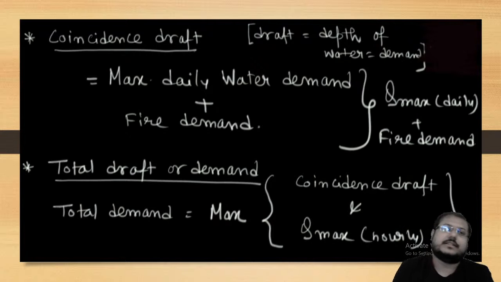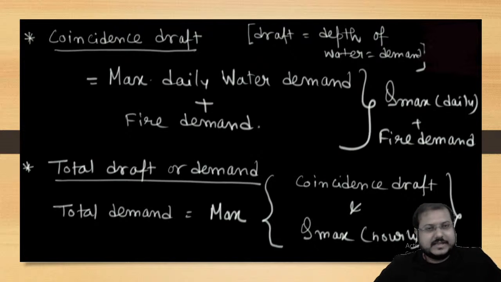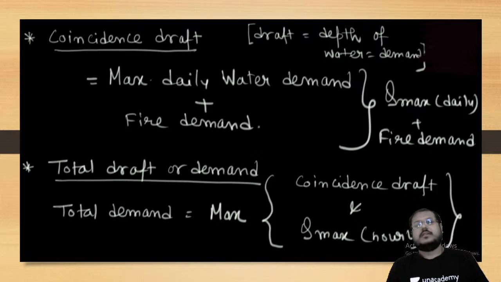What is coincidence draft? Coincidence draft is the addition or summation of maximum daily water demand and fire demand. So we can say it as Qmax daily plus fire demand.